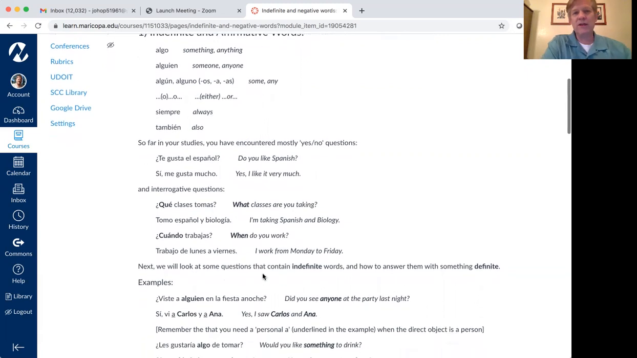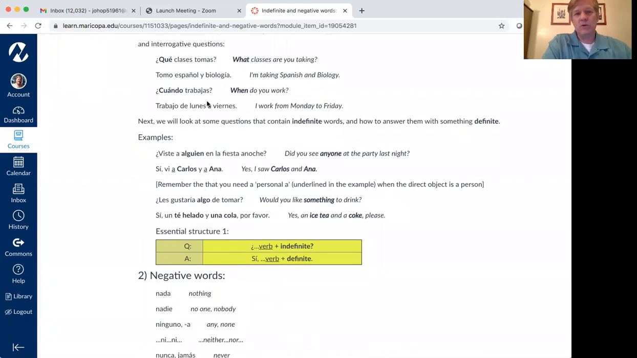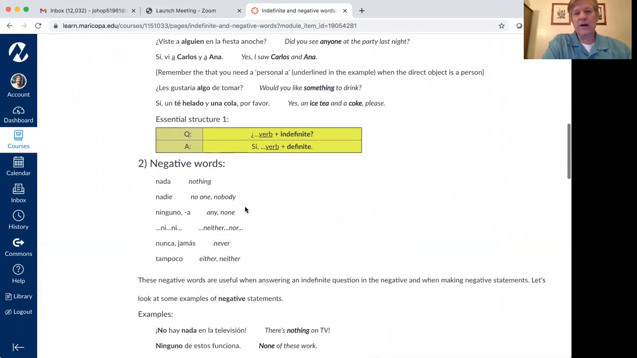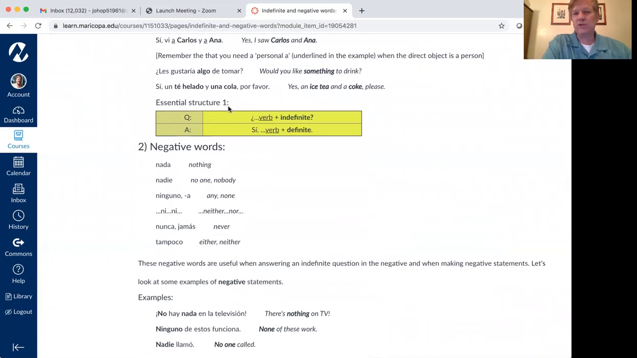So we have those indefinite words in Spanish as well. Algo, alguien, algún, etc. Bien. So you can read through those examples, but let's scroll down to the essential structure. So this is the structure when you reply in the affirmative to a question in the indefinite. ¿Les gustaría algo de tomar? Sí, por favor. ¿Me puede traer una taza de café? So, indefinite, seeking information. Definite, providing that information.